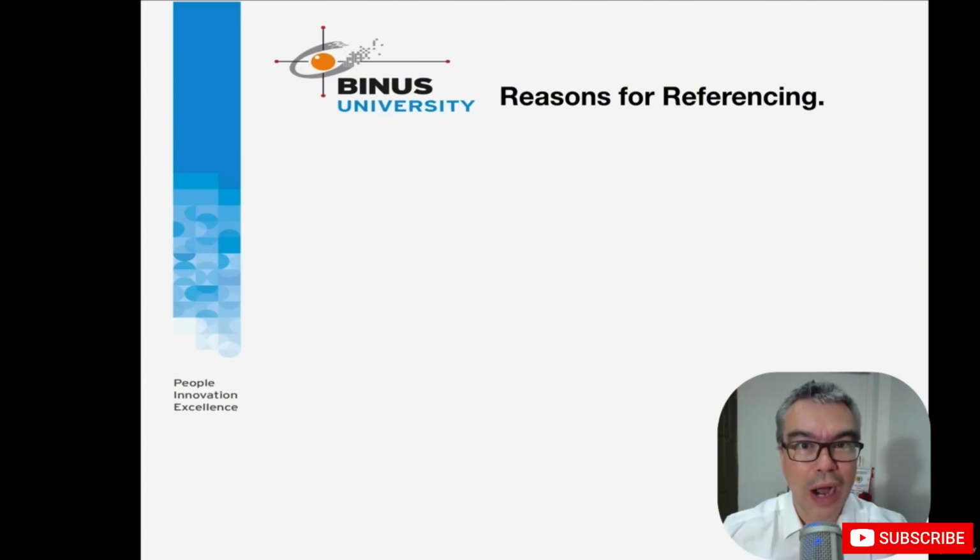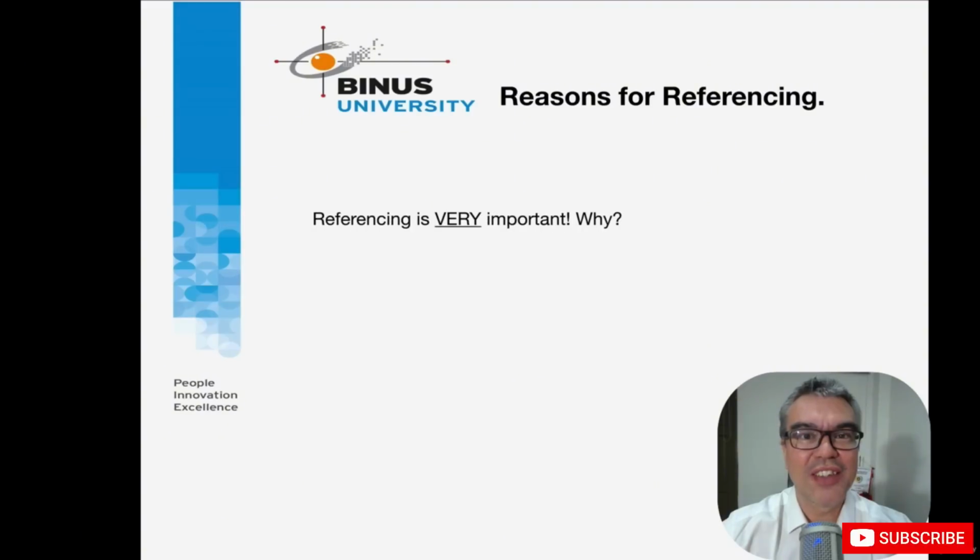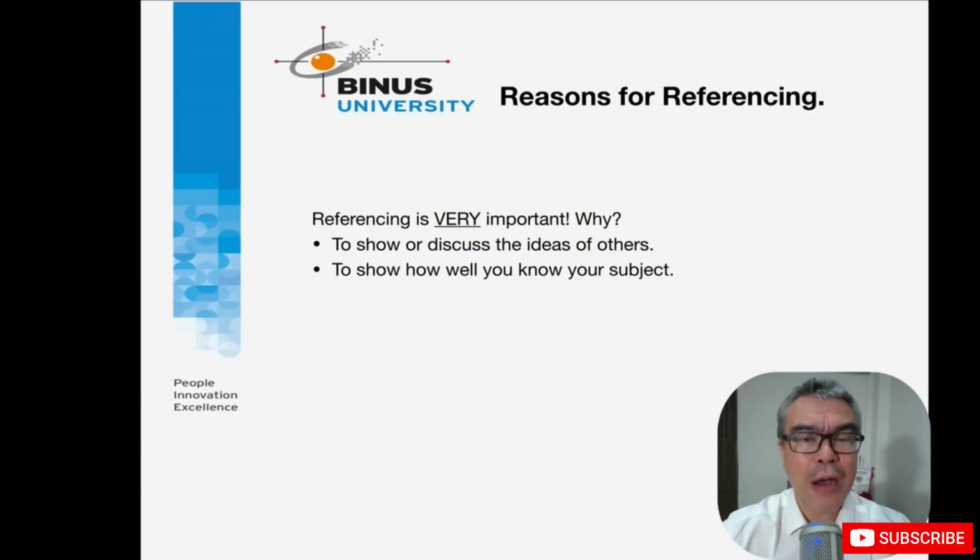Let's look at why. So the first reason is that you are showing or discussing the ideas of other writers on the subject. And if you are discussing other people's ideas, you need to recognize that. You show the recognition by giving the reference of the other writer. Another reason for giving clear references is to show how well you know your subject.